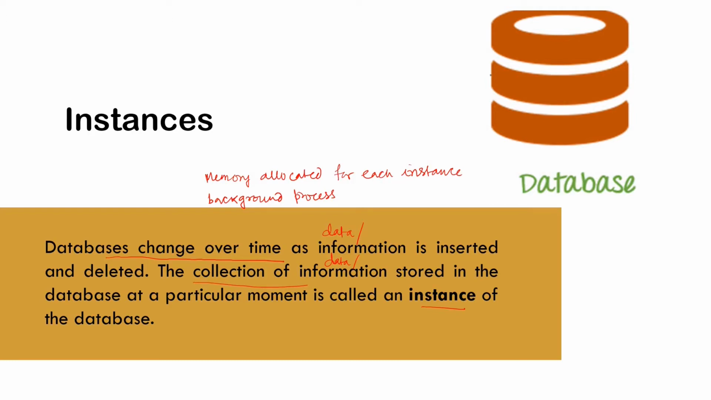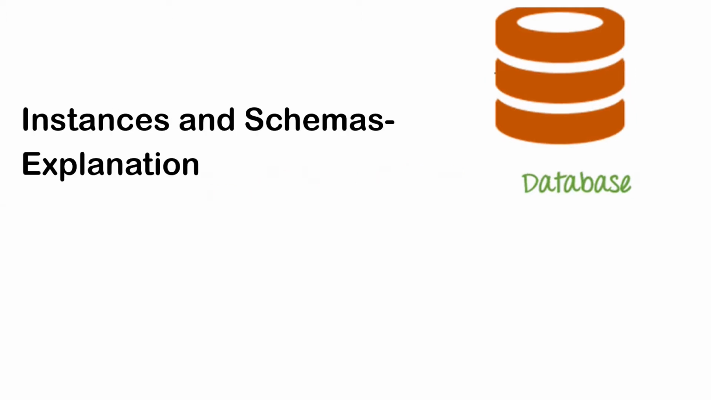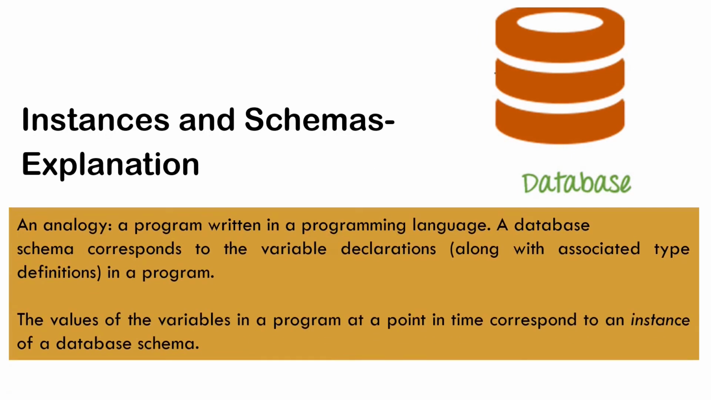If you have not understood the instances concept and schemas concept very well, let's take a very simple analogy. Suppose you are writing a program in a programming language. Now a database schema corresponds to the variable declaration, because variable declaration is a must, the first step in designing a program. Once your variables have been declared, the whole structure is ready. The schema is that structure. It corresponds to the variable declaration that you generally do in a program.